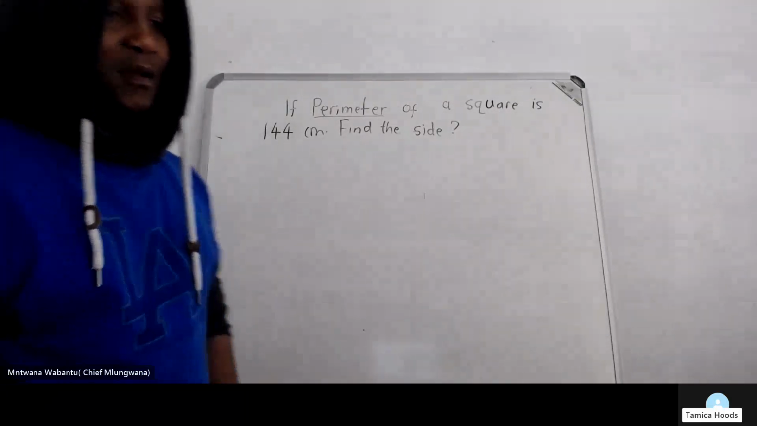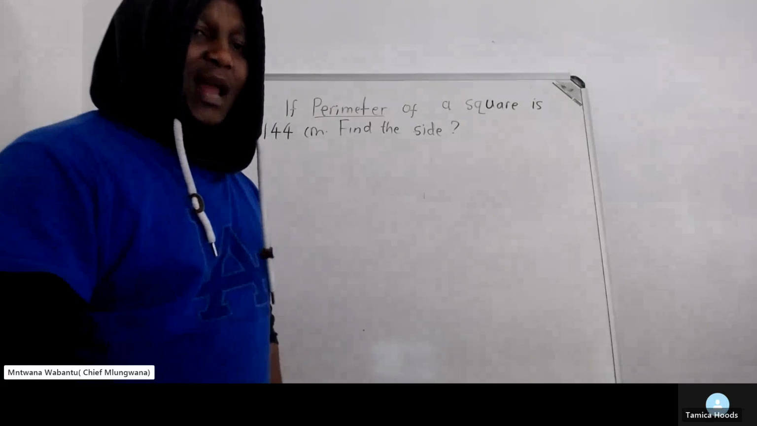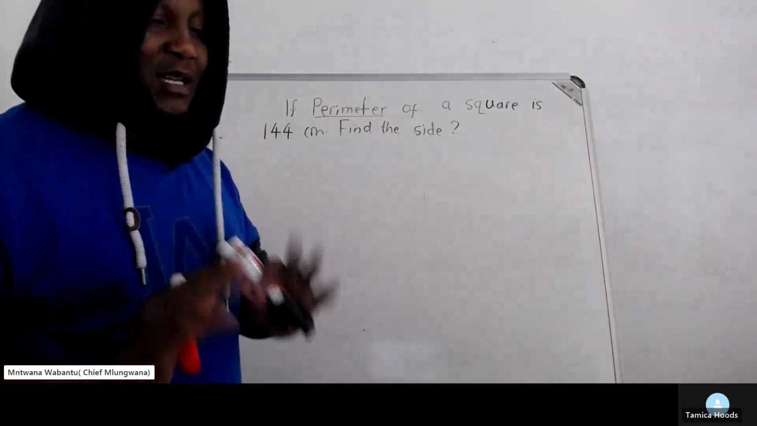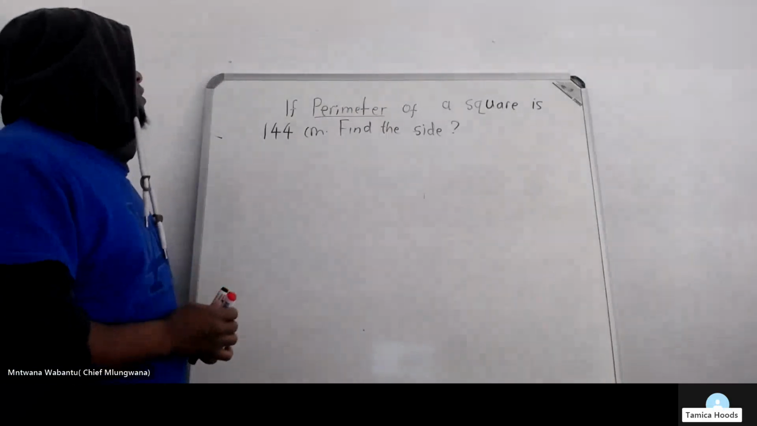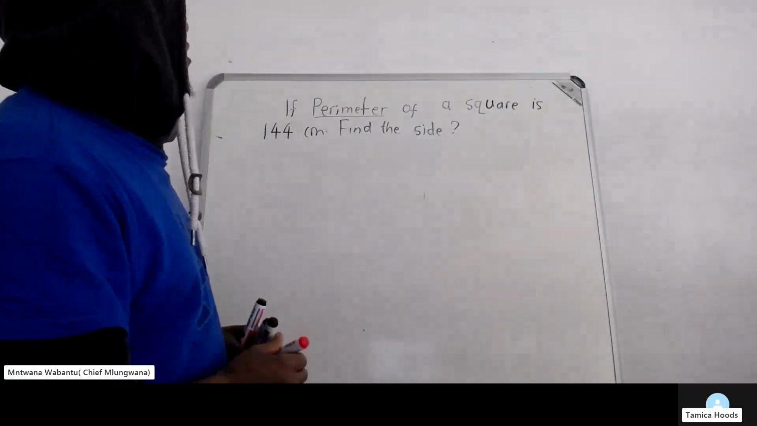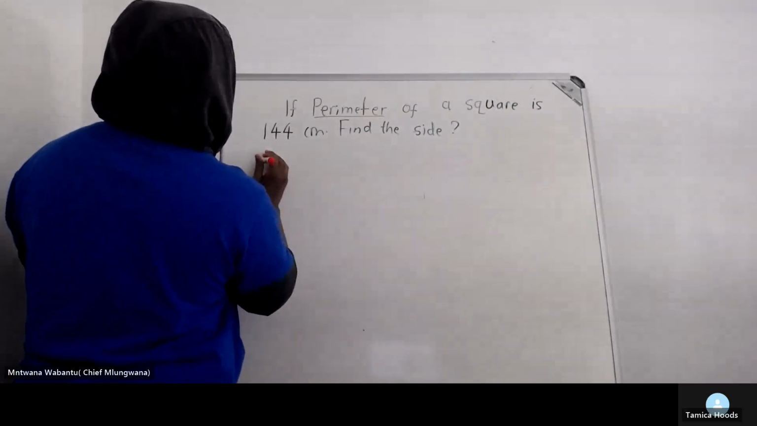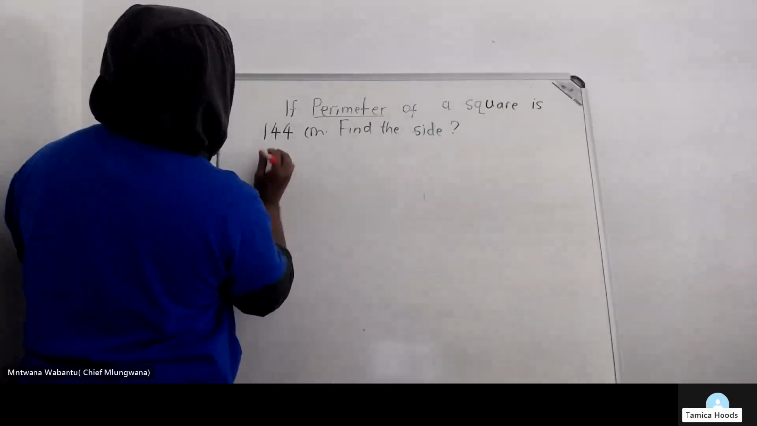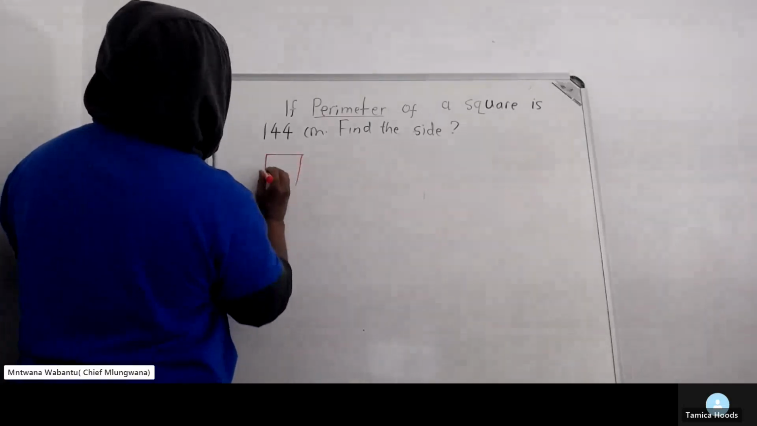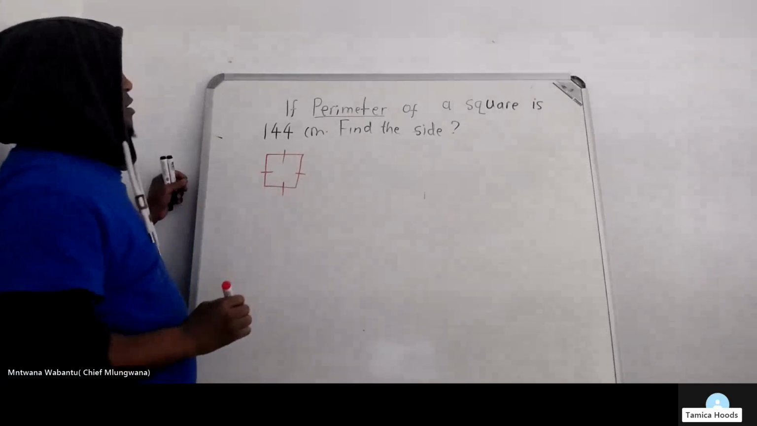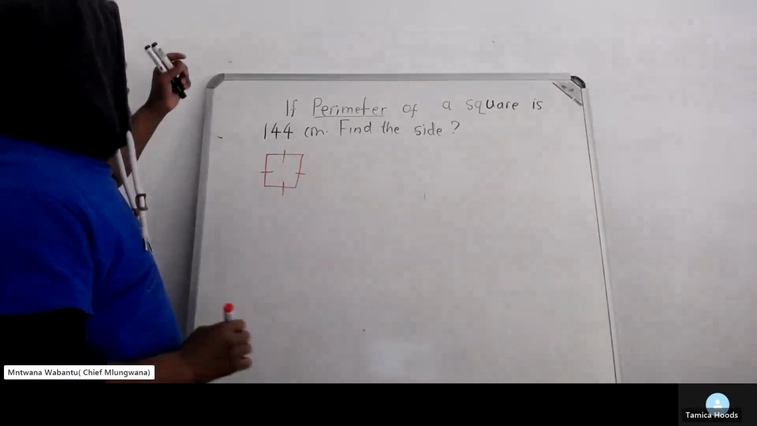Tamika? I'm here. Okay, tell me now what to do. Read the question carefully and explain to me in detail. First, we're going to draw a square. How did you know that we have to draw a square? Because it says square in the question. Very good. And then?